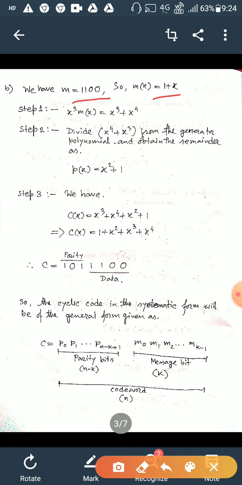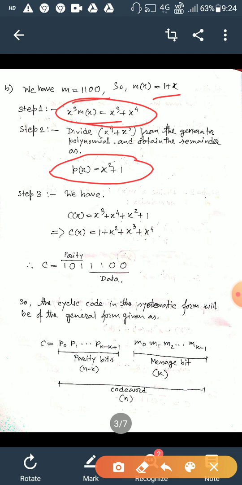So step number 1 is you have to multiply with x to the power of n minus k. X to the power of n minus k is 3. So if you multiply these two, the result will become this one. And step number 2 is that you have to identify the mod value by dividing x to the power of 4 plus x cube by the generator polynomial. The generator polynomial is x cube plus x square plus 1. So if you divide these two, the ultimate remainder or mod value will become p(x), and this is x square plus 1.